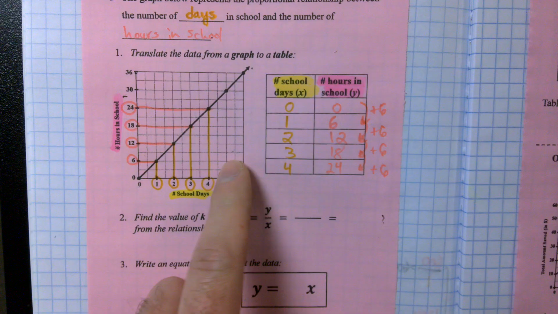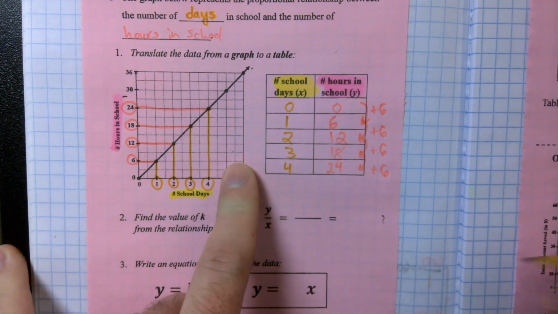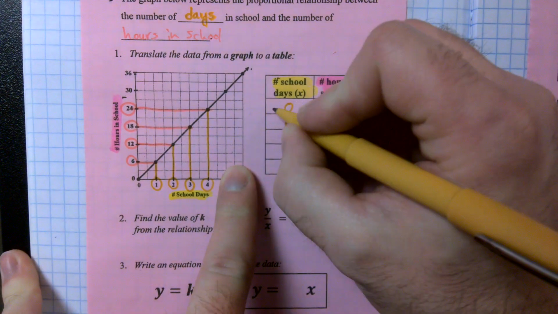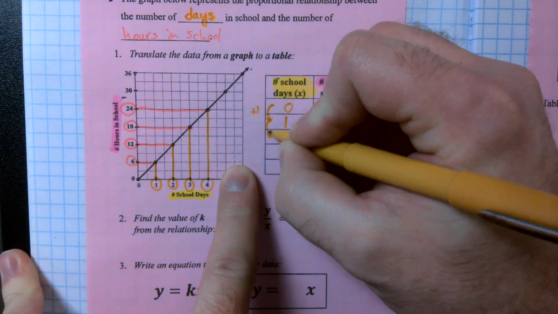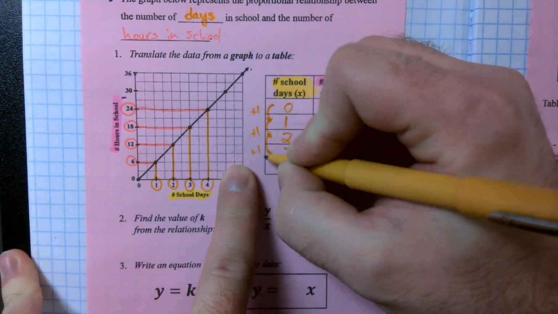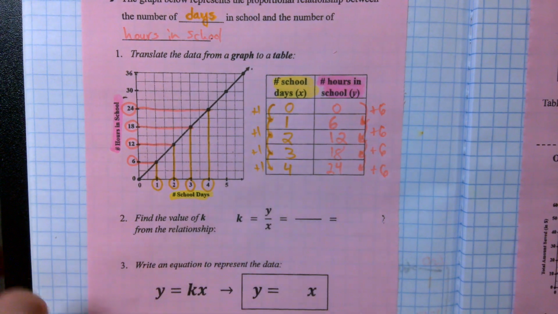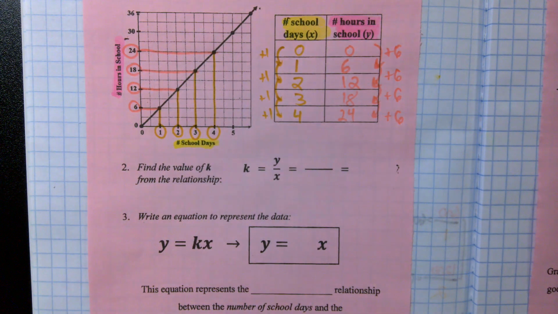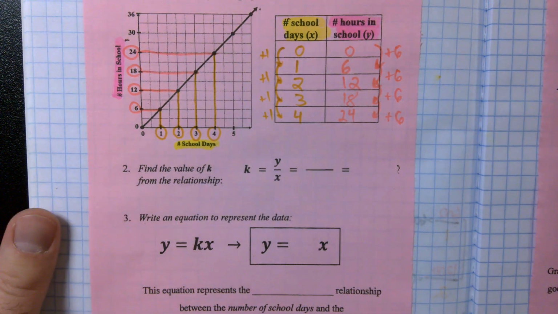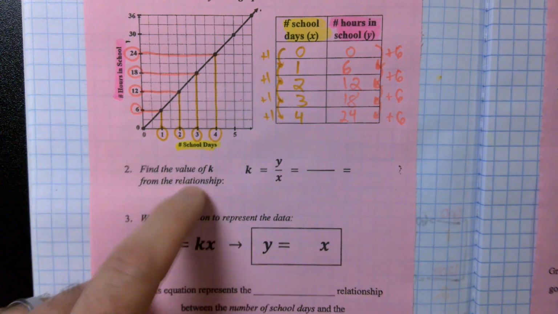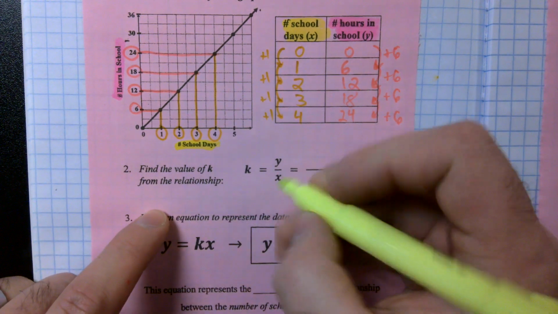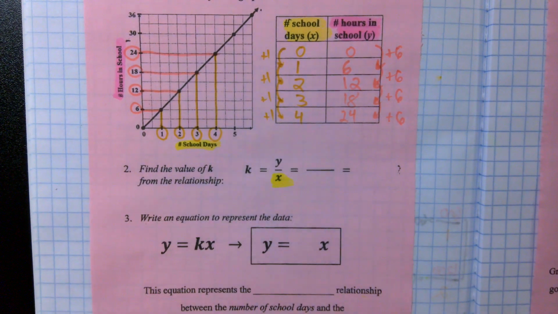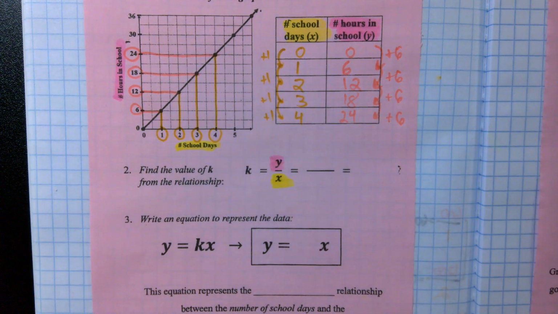What about on the left-hand side? How would I get from 0 to 1 to 2 to 3 to 4? What do I add each time? 1. I'm adding 1. Plus 1. Plus 1. Plus 1. All right? So far, nothing new. We did this yesterday. We did this Monday. Now again, just like in our warm-up, if I want to find the value of k, I've got to put that change in y over that change in x in a fraction or a ratio.